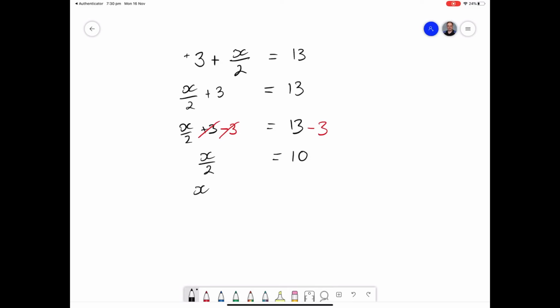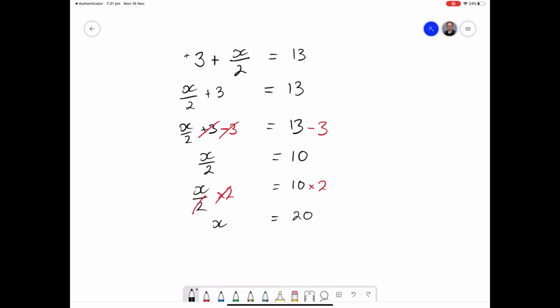So we've got x over 2, and then we're going to have times 2. And that's going to be now equal to 10, also multiplied by 2. So again, to get rid of this division by 2, we multiply by 2. So we now have this being x, because of course that divided by 2 and that multiplied by 2 cancel each other out. So x is now equal to 10 times 2, being 20.